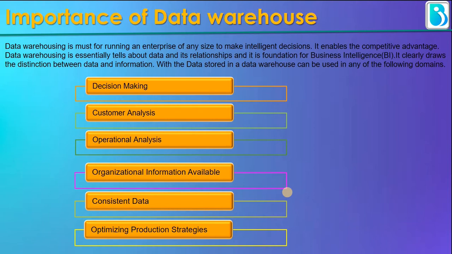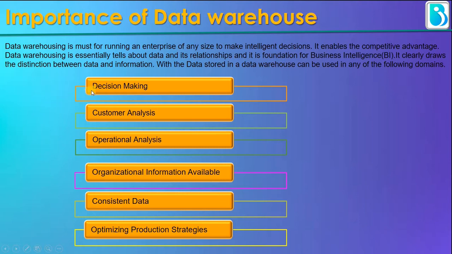So what is the importance of a data warehouse? A data warehouse is a must for running an enterprise of any size to make intelligent decisions. A data warehouse enables competitive advantage. Data warehousing essentially tells about data and its relationships, and it is a foundation for business intelligence (BI). It clearly draws the distinction between data and information. The data stored in a data warehouse can be used in any of the following domains. So the data stored in the data warehouse can be used in various ways. Below are some examples.